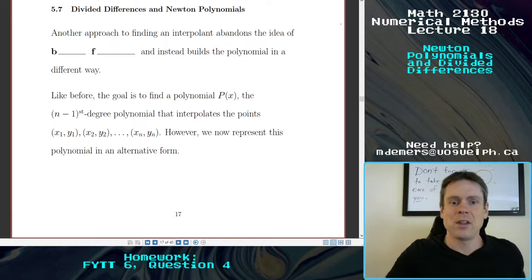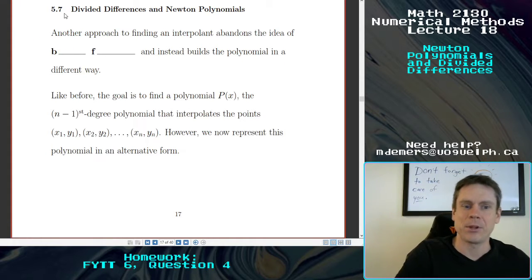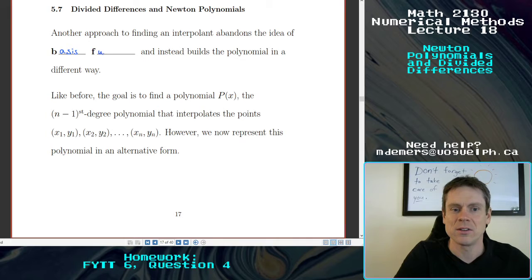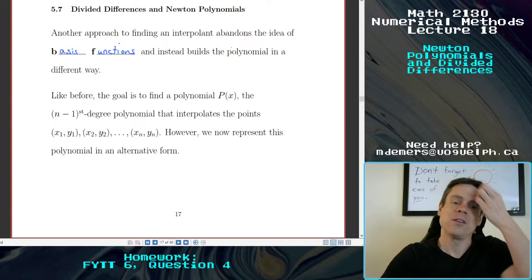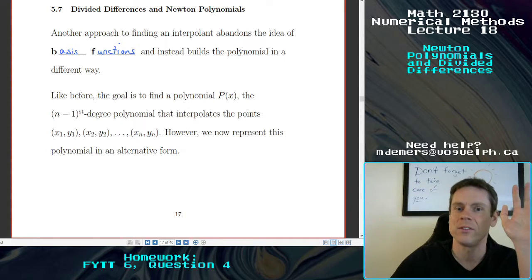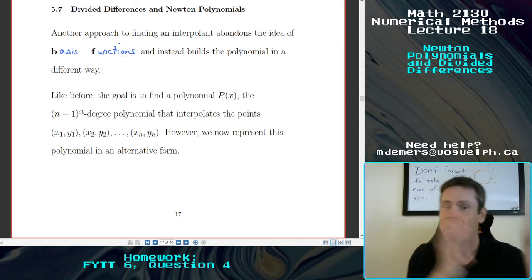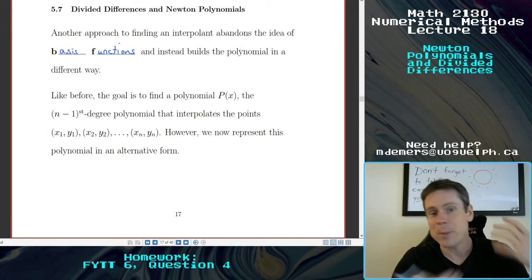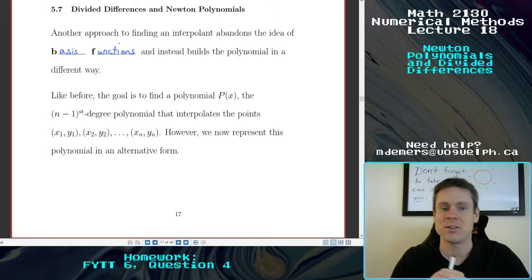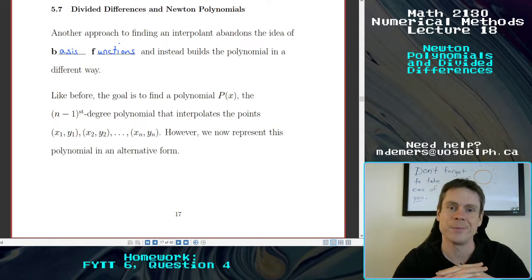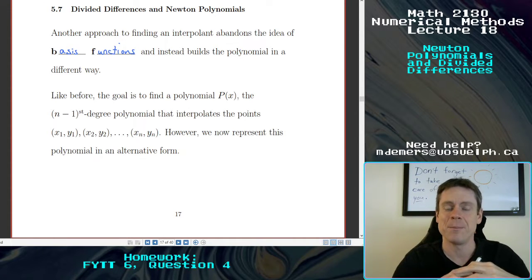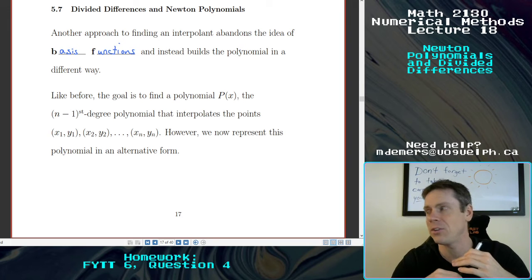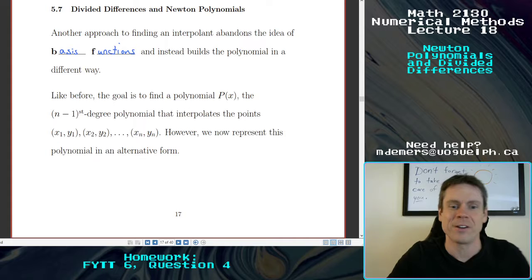Newton polynomials is an approach to finding an interpolating polynomial, an interpolant, that abandons the idea of basis functions and instead builds a polynomial in a different sort of way. So the goal is no different than it was. This is only providing us with another option for building a polynomial that you might find more attractive or more useful in certain situations. But really, it's just going to give you something mathematically equivalent to what you would get with Lagrange. But it's kind of a cool method, and it results from some really interesting, fun calculations.